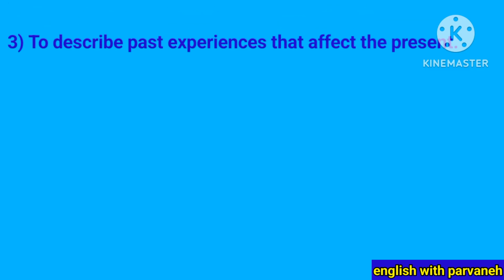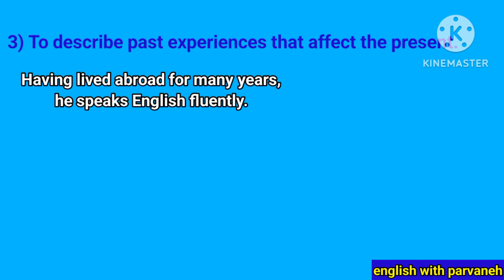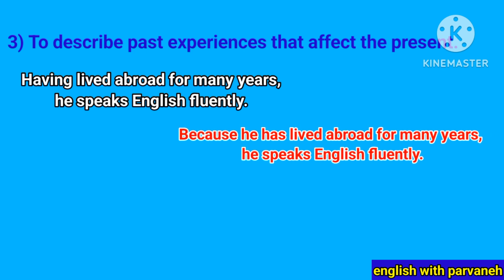The third use, to describe past experiences that affect the present. For example, having lived abroad for many years, he speaks English fluently. It means because he has lived abroad, this is an action in the past, for many years, he speaks English fluently now. So this is an experience that happened in the past, but it is affecting the present time. And now he can speak English fluently.